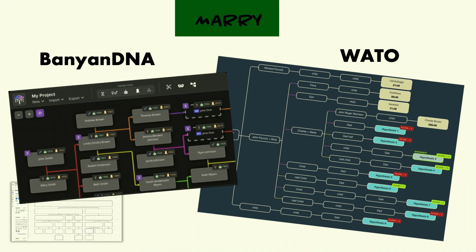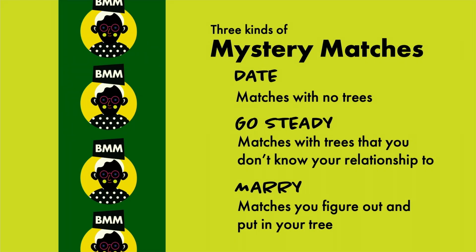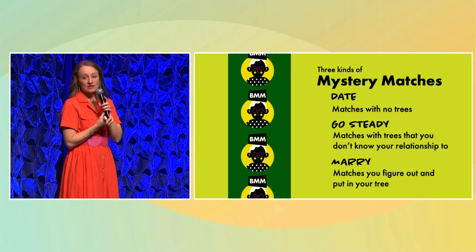And now there's this new tool called Banyan DNA. They have a booth here. Wattos from DNA Painter also has a booth here at the expo hall. Both tools are great, with slightly different purposes. We're not going to go into that right now; we'll talk more about it tomorrow. But this is the next step in marriage, to put your information into one of these tools that can help you really determine how you're connected to this group of DNA matches that you've just found. So this is what you do with your mystery matches. You either date them, you go steady, or you get married.